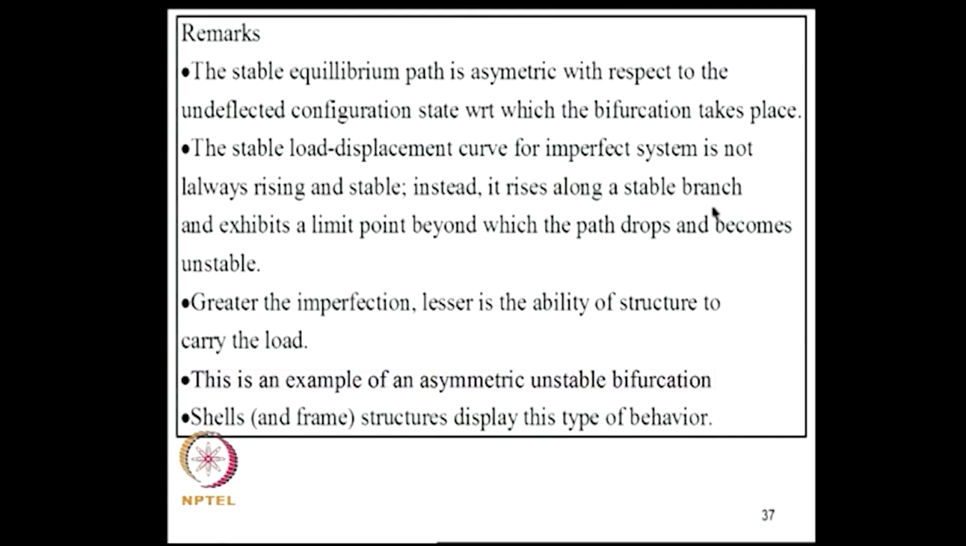The stable load displacement curve for an imperfect system is not always rising and stable. Instead it rises along a stable branch and exhibits a limit point beyond which the path drops and becomes unstable. Greater the imperfection, lesser is the ability of the structure to carry the load. This is an example of an asymmetric unstable bifurcation. Shells and some frame structures display this type of behavior.